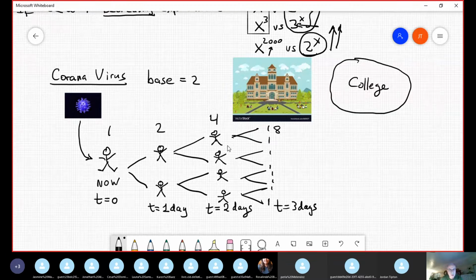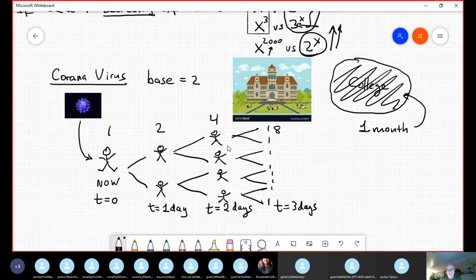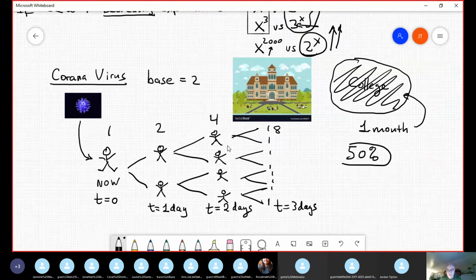Suppose that in 1 month, the whole college is infected. In 1 month. It doesn't matter how many students. This is not important information. Some people ask, well, professor, I need to know how many students. No. It doesn't matter, regardless how many students. I don't care. It's a super big college. The question is, at what time, how many days, is 50% of the students in the college infected?